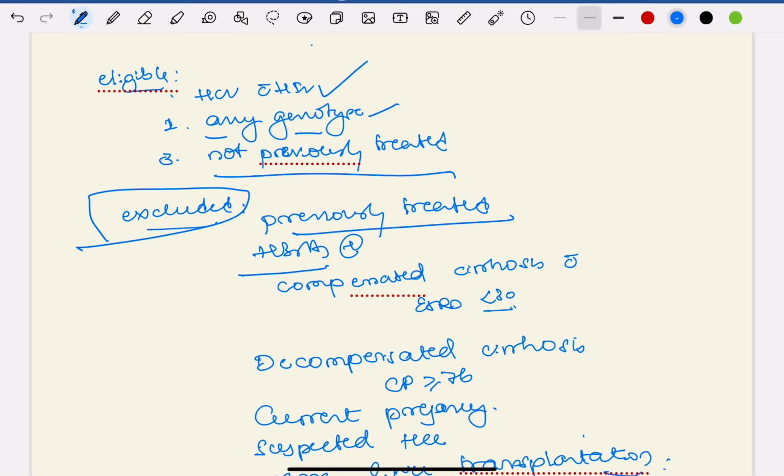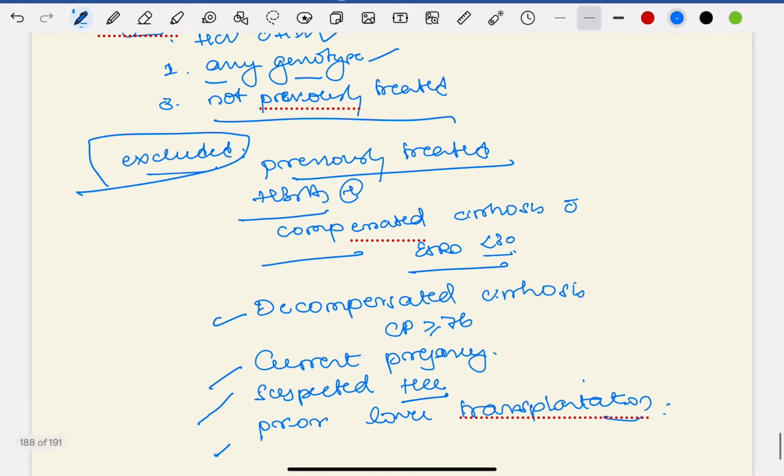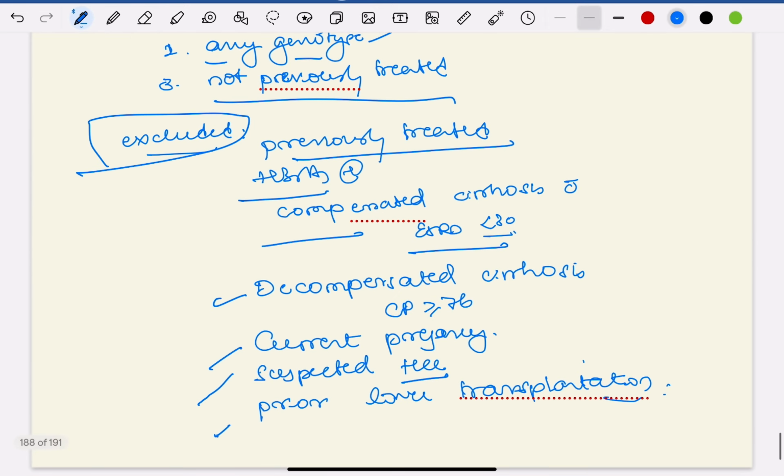Some patients we cannot use it for because they come under a special situation, which I am going to talk about in later videos. Compensated cirrhosis with ESRD, end stage renal disease, with estimated GFR less than 30 ml per minute per body surface area, and decompensated cirrhosis, we cannot use this simplified regimen. Current pregnancy, suspected or detected HCC, hepatocellular carcinoma, and prior liver transplant cases are also excluded. So you have to remember the exclusion criteria: HCC, decompensated cirrhosis, and pregnancy are not at all used.